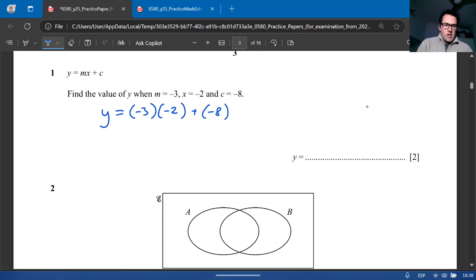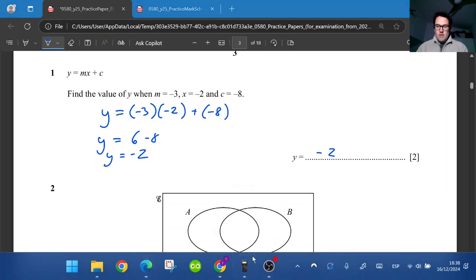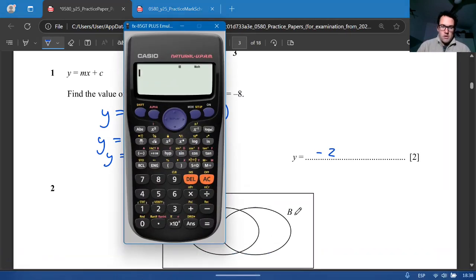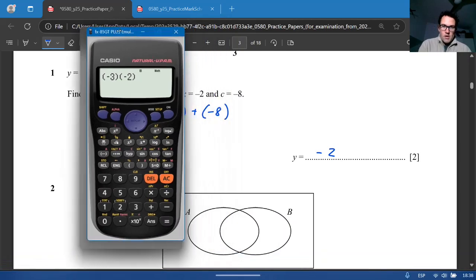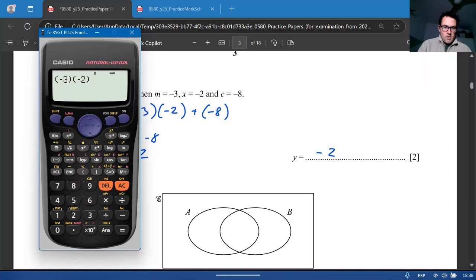Of course, this is a calculator paper, so you might want to save your brain power on this. Minus 3 times minus 2 is 6. 6 minus 8 being minus 2. But you know, just don't take any chances. Type it into that calculator, like it is. Don't be scared. Bam, to make sure you got the right answer.